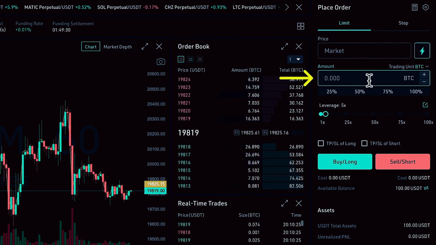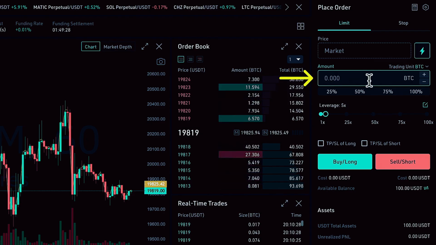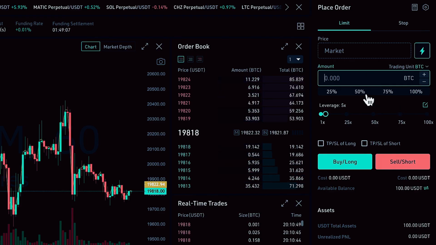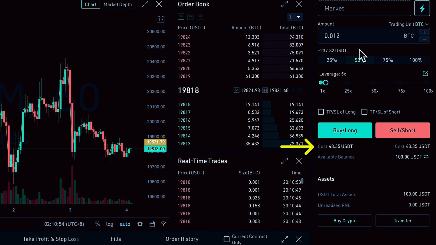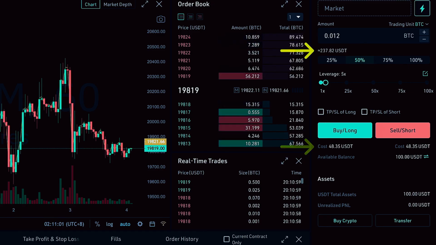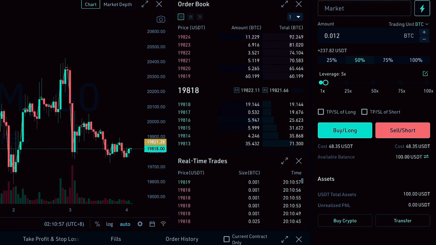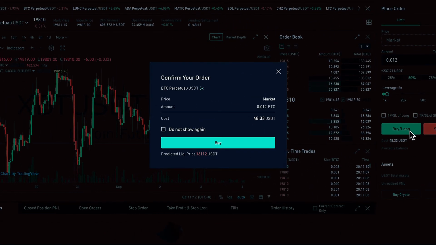Here we can either enter an amount of how much in Bitcoin futures we'd like to buy, or we can just select a percentage of our margin balance to invest. So let's go ahead and choose 50%. Down here, we can also see how much we will be investing for this position. Because we have a 5x leverage, the size of the position will be around 5 times our investment. And then let's say we believe that the Bitcoin price will increase, so we're going to click on buy long. Then we're going to have to confirm our order.